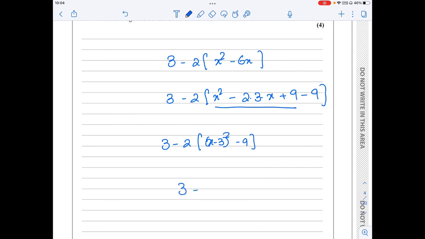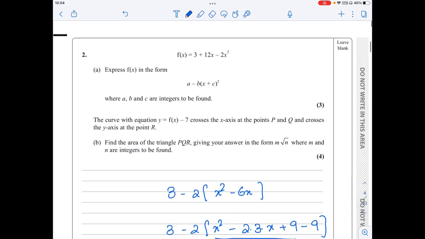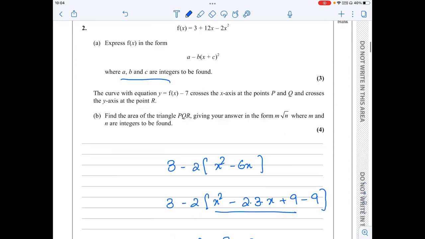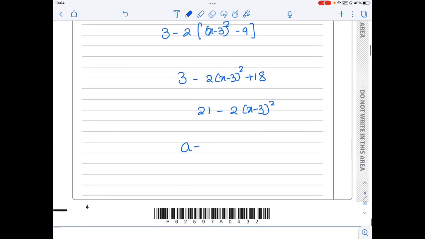Expand it out: 3 minus 2 times (x minus 3) whole squared plus 18. So it becomes 21 minus 2 times (x minus 3) whole squared, where a, b, c are to be found. So what are a, b, c? A is 21, b is 2 and c is negative 3.